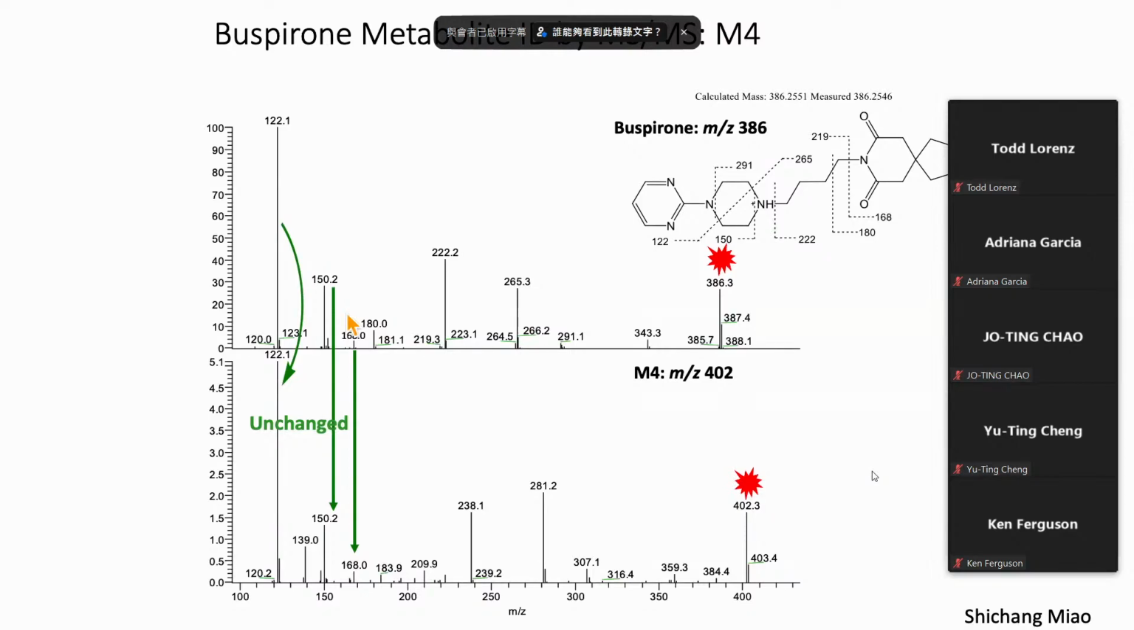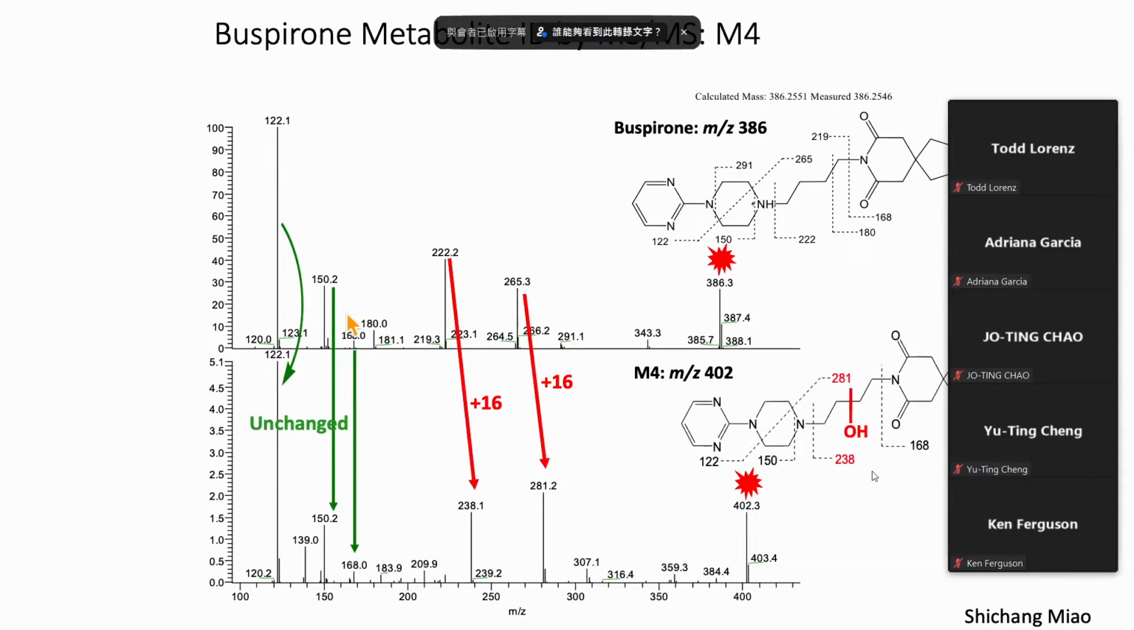And many of the fragments are unchanged in the metabolite. 122 stays at 122. 150 stays at 150. But some of the fragments are changed by that biotransformation mass of 16. So you put that information together with the fragmentation pattern that we figured out, and it tells you the structure. And so in this case, we know that the hydroxylation has to take place in that internal 3-carbon piece.